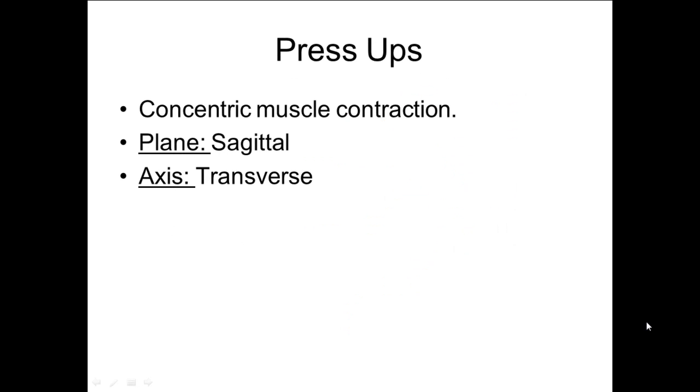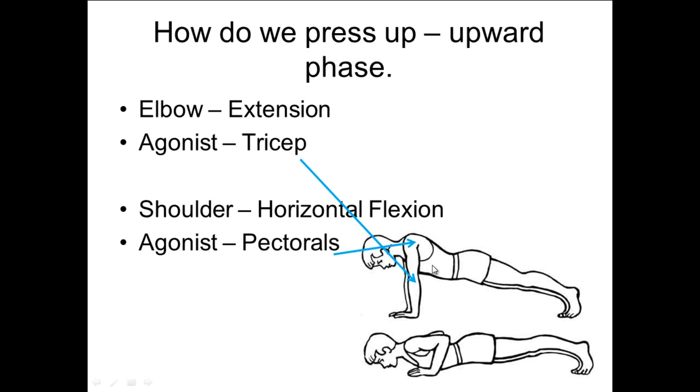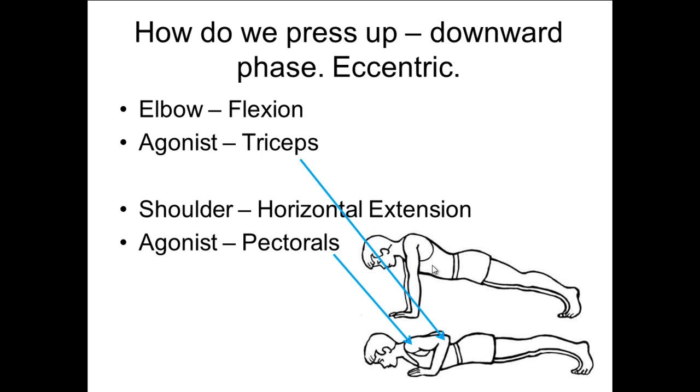Now the final motion you're meant to know about is press-ups, and again, like all of the other activities, it moves through the sagittal plane and pivots around the transverse axis. We can divide the press-ups into two phases. The upward phase: the elbow is straightening, and the main agonist there is the tricep, which undergoes a concentric contraction. The shoulder is undergoing horizontal flexion, and the main agonist is the pectorals, the muscles around the chest.